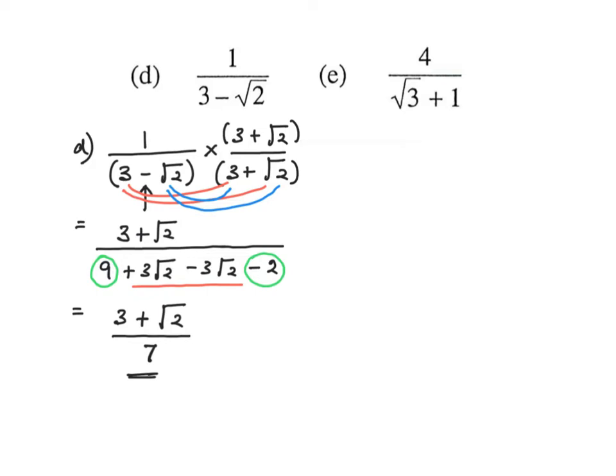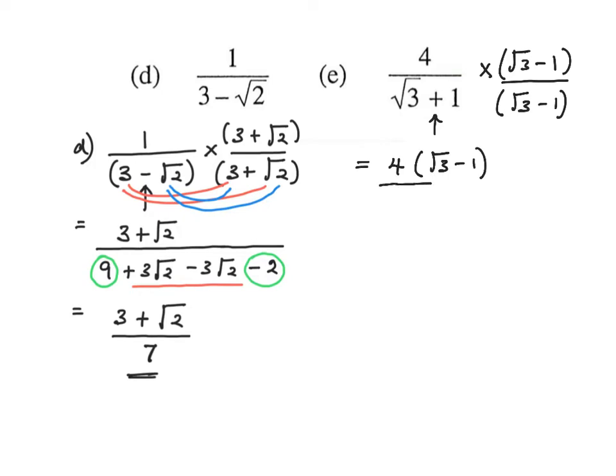So I'm going to multiply by the conjugate, which is, now the conjugate is the bottom line with the sign reversed, so it's going to be root 3 minus 1. We multiply top and bottom by the same thing, root 3 minus 1. So on the top we have 4 lots of root 3 minus 1, and on the bottom we have what?